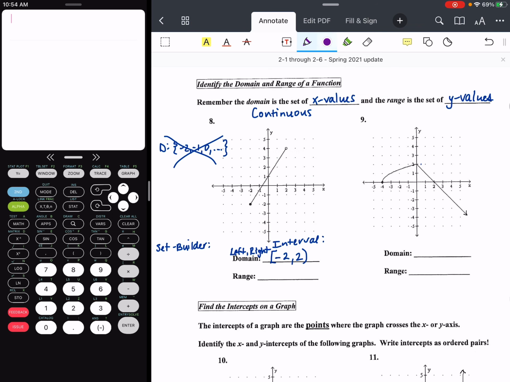Now let's look at our range. And for our range, we're looking at our y values. Our y values travel up and down, right? The lower values are down, and the greater values are up on our y-axis. So now we're seeing how far down and how far up our graph travels. The lowest our graph goes is at a y value of -2. The highest up our graph goes is at a y value of 4.